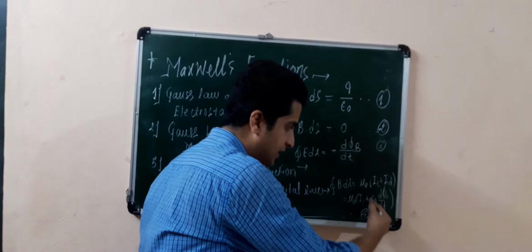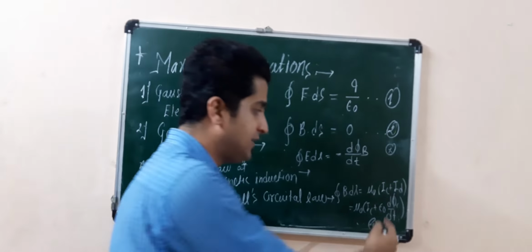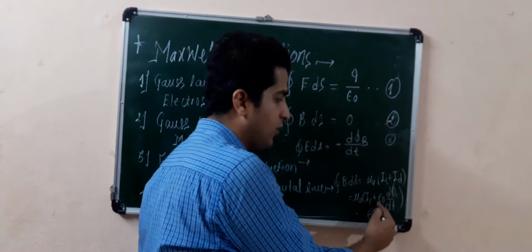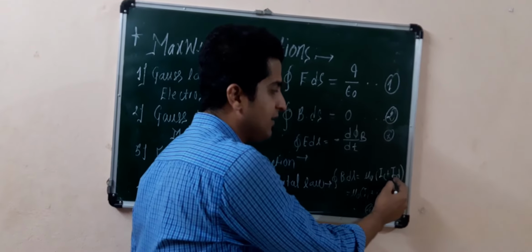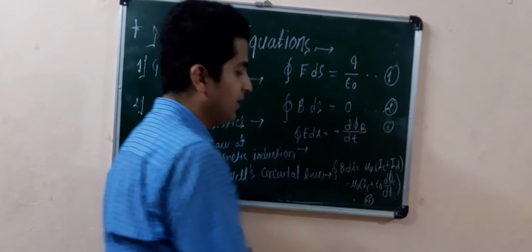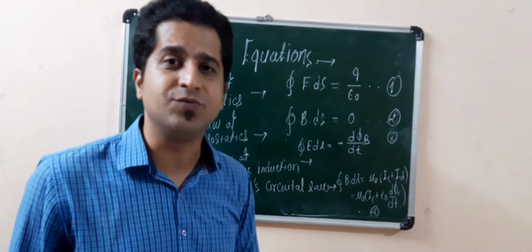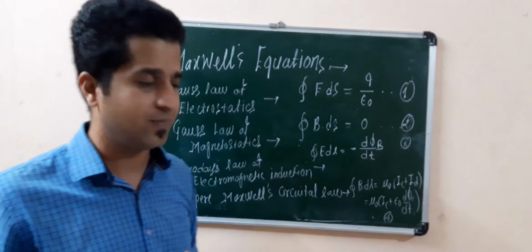And the displacement current is produced due to the change in the electric flux, which is d phi e by dt. So epsilon naught into d phi e by dt is the displacement current. Putting the value of displacement current in this equation, we get Ampere-Maxwell's circuital law, which is also known as Maxwell's fourth equation.